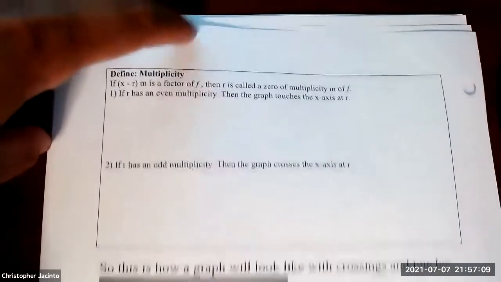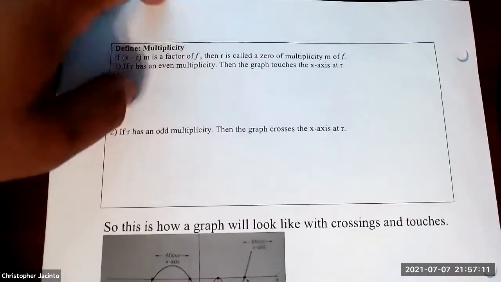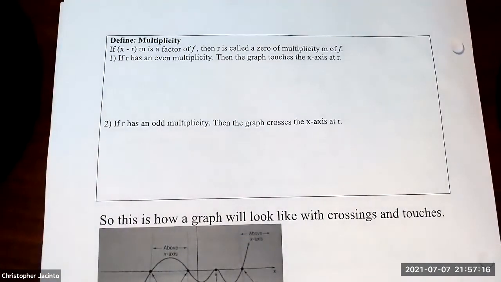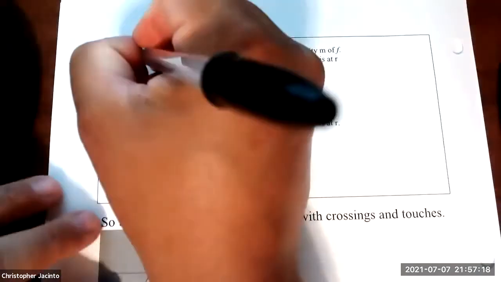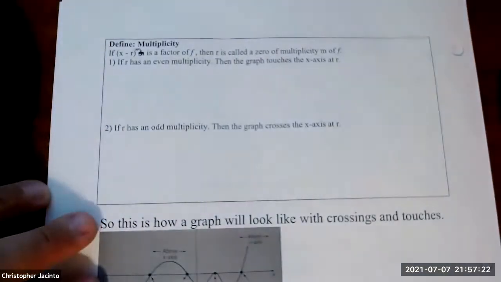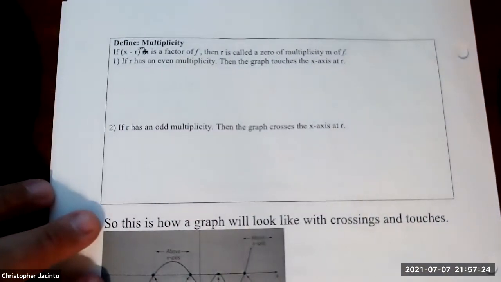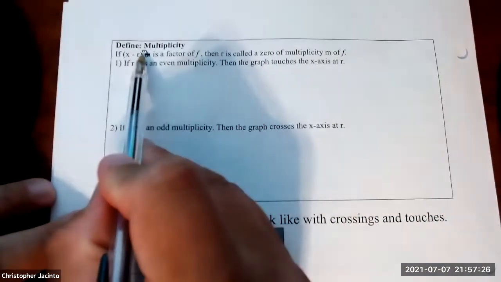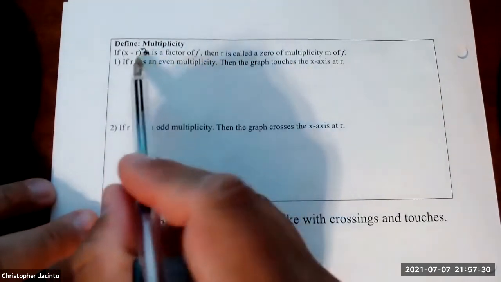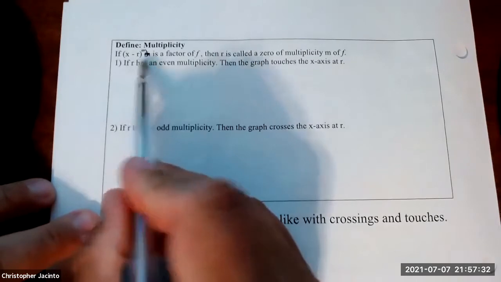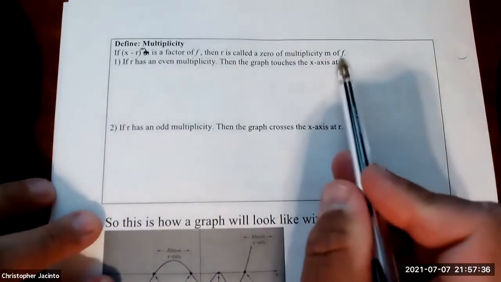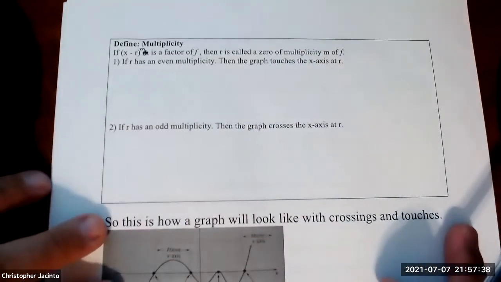So two major rules. First one here, and the next one's at the bottom of the page. Multiplicity. This is supposed to be to a power, raised to the m power. So it says if x minus r raised to the m power is a factor of x, so this works, we've set it equal to 0, then m is called the multiplicity of x.